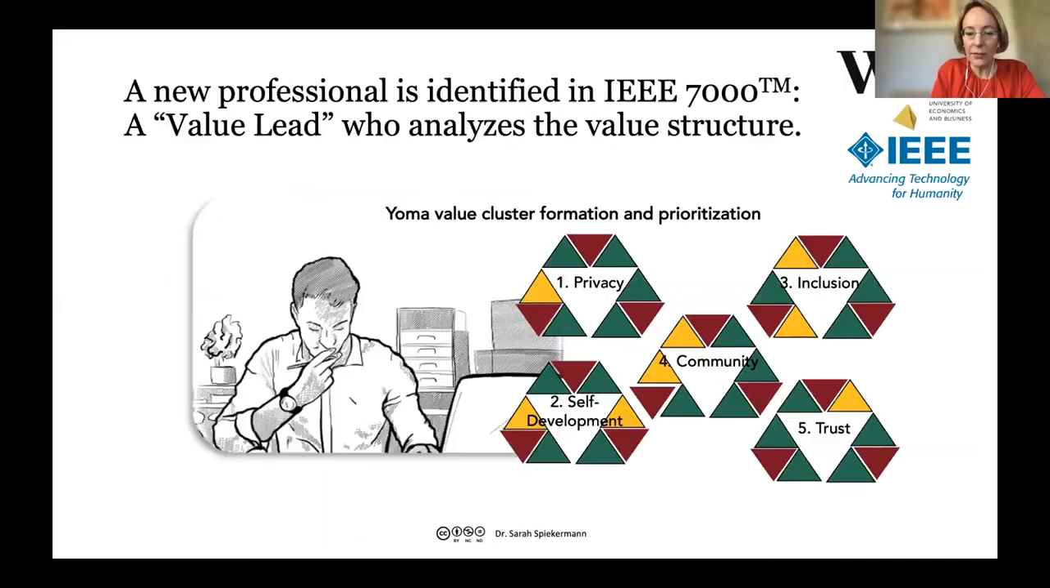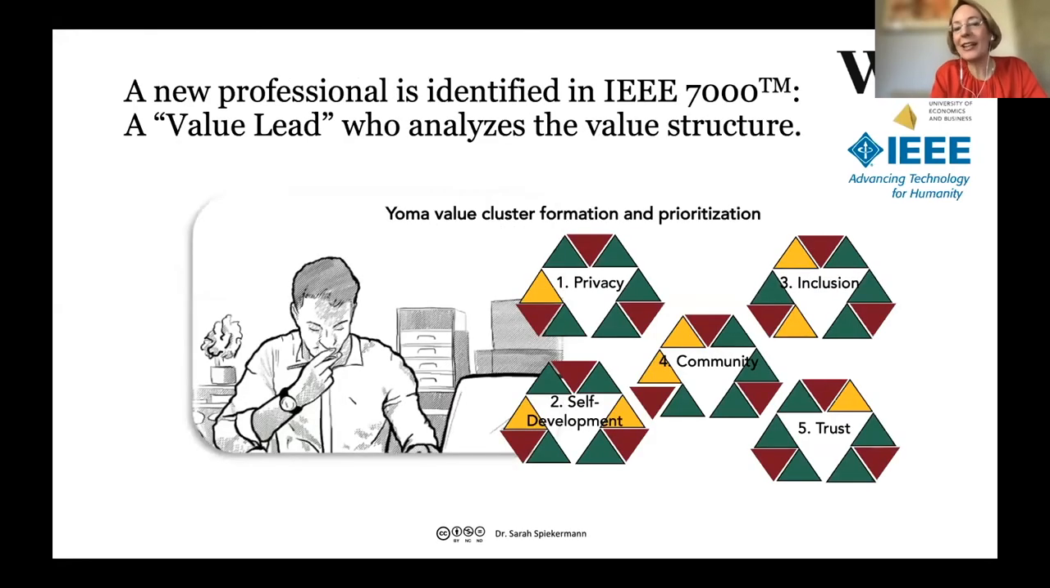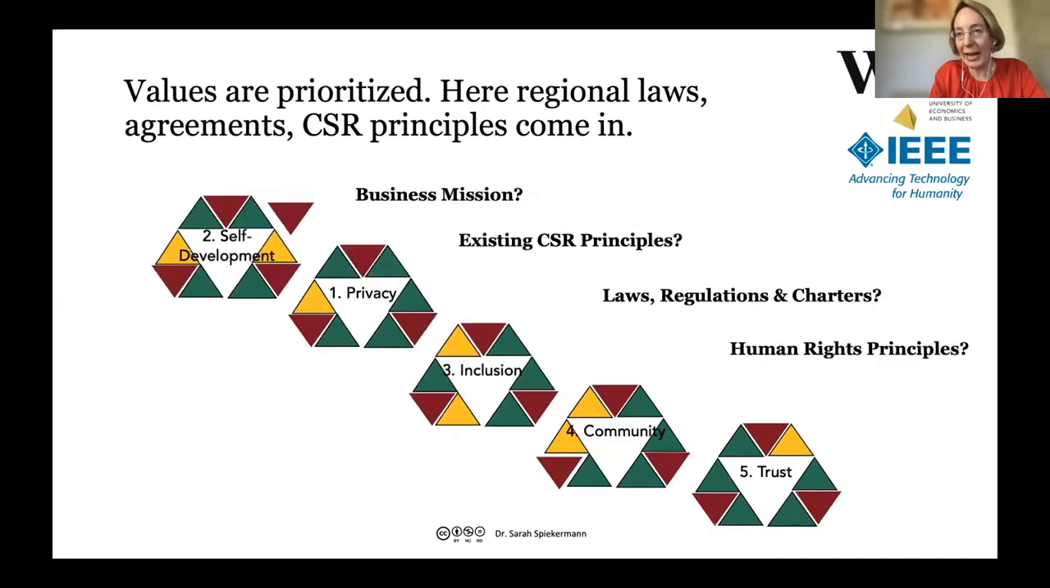But now, how do you get from so many value clusters that you found with your stakeholders? How do you actually find a way down into the system? So we have those clusters, and what we then do is we help companies prioritize them. We don't trade off values. No, we are prioritizing them. We are bringing them into an order.